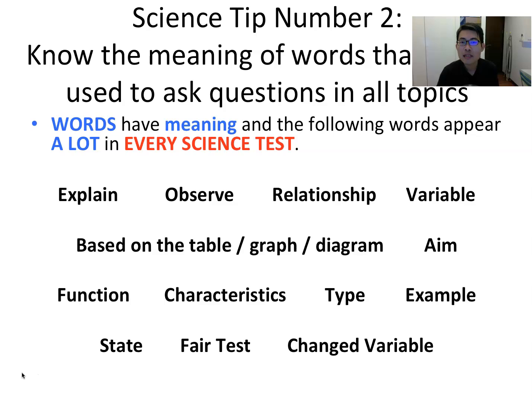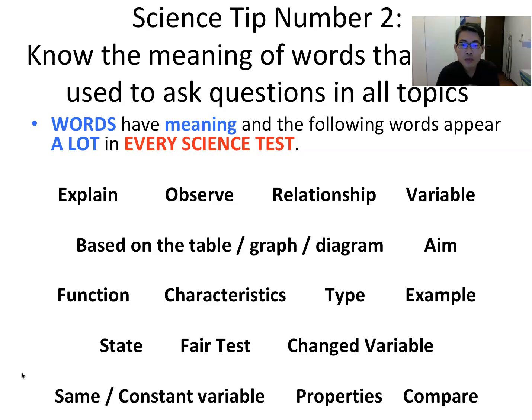These are all words that appear in almost every science test. And sometimes the meaning appears but the words do not. In this particular video, we're going to cover just a few of these words. We're going to talk about words such as variable.